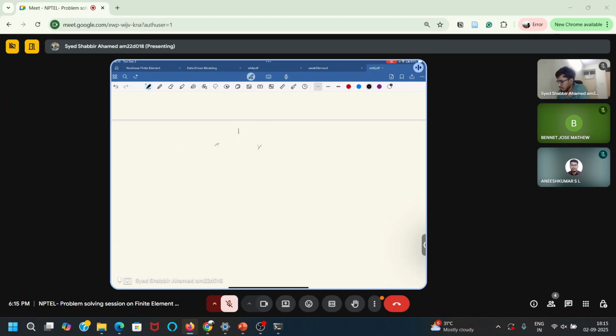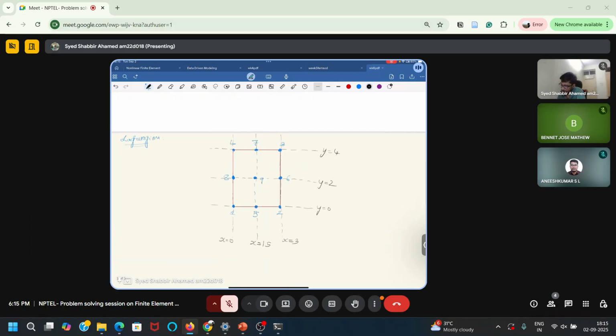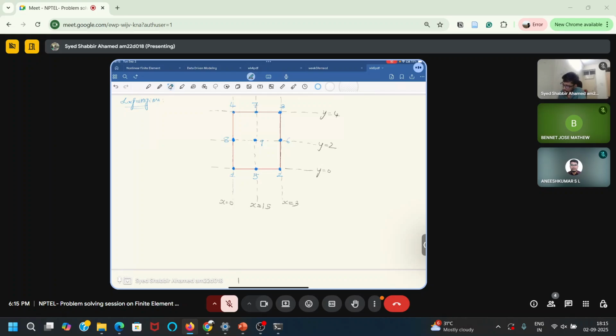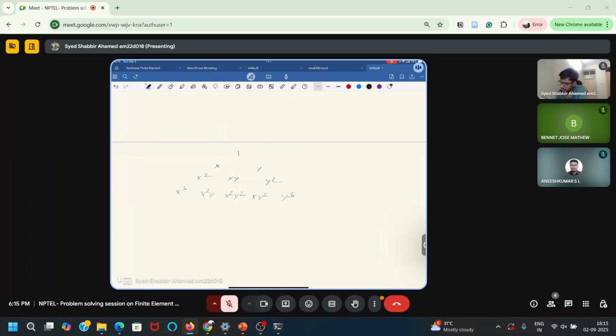The Pascal triangle will be like this: x square, xy, y square, and then x cube, x square y, xy square, y cube. Since I want only quadratic polynomials for the quadrilateral, I'll stop it here. I have 9 nodes, total 9 nodes. So I have to select a polynomial. I have to assume the solution, let's say u of x, y. I have to take a polynomial with 9 independent terms.